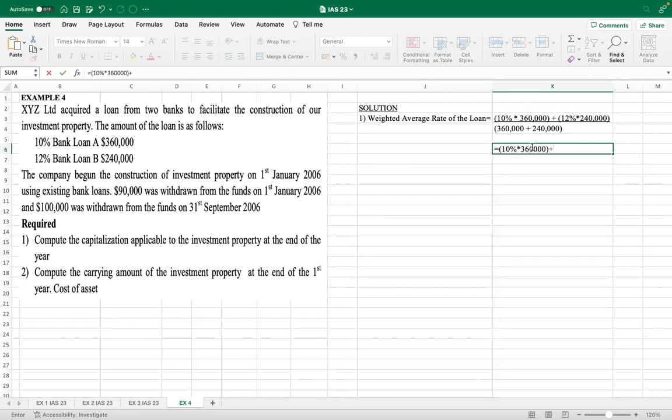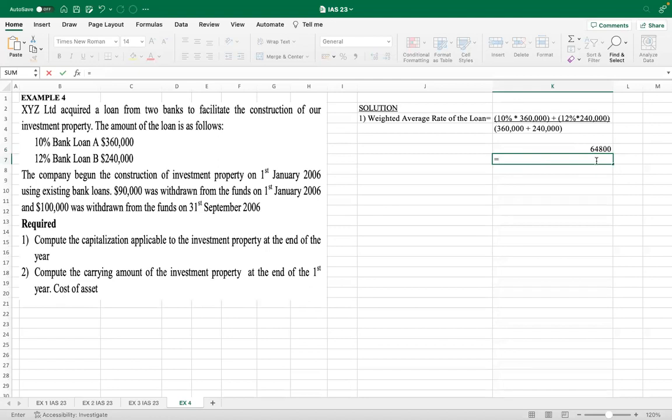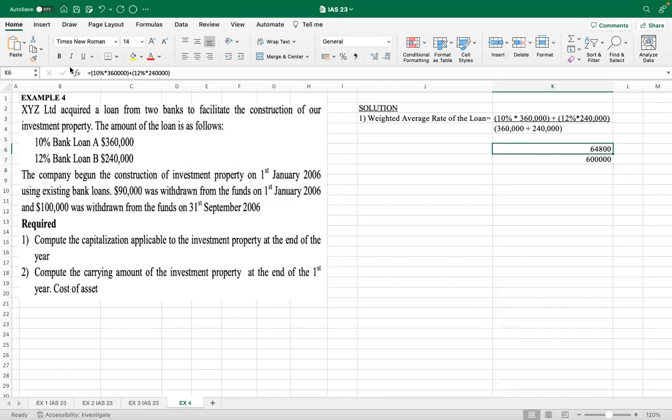We have said plus 12% times 240,000. Close the bracket. So the numerator is 64,800. The denominator is 360,000 plus 240,000. So the denominator is 600,000.